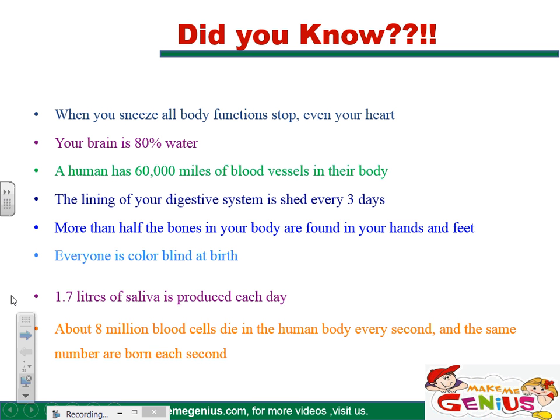About 8 million blood cells die in the human body every second, and the same number are born each second. How are they born? Through their cells, through the cell cycle and mitosis.